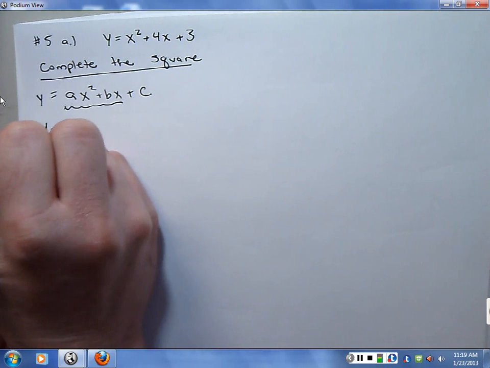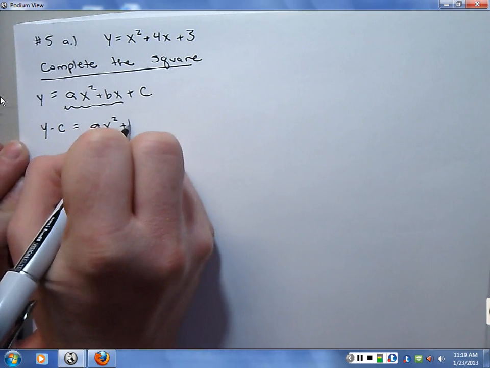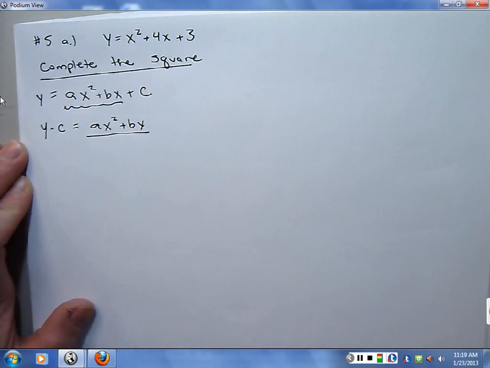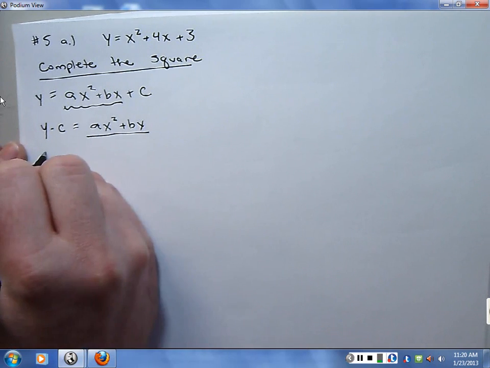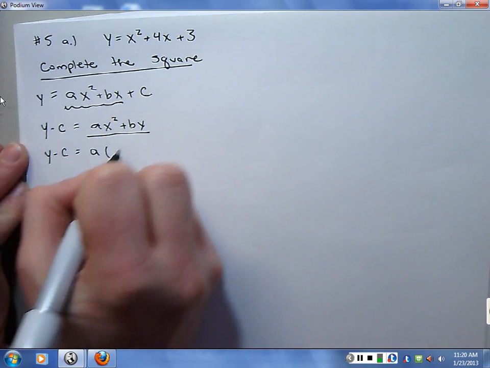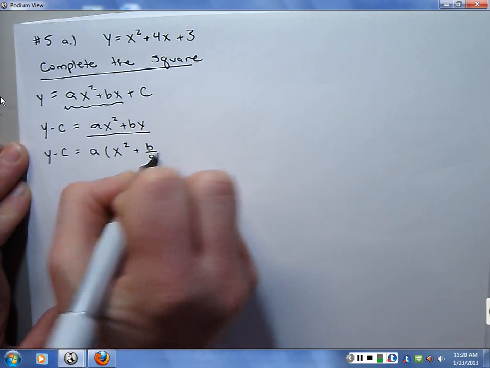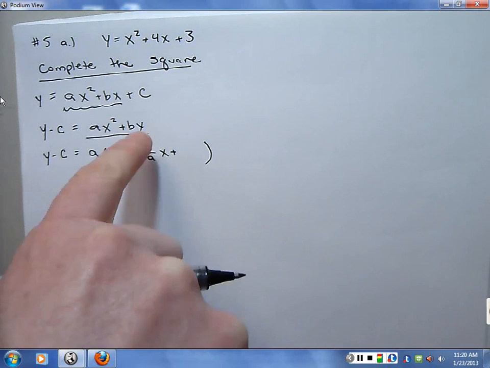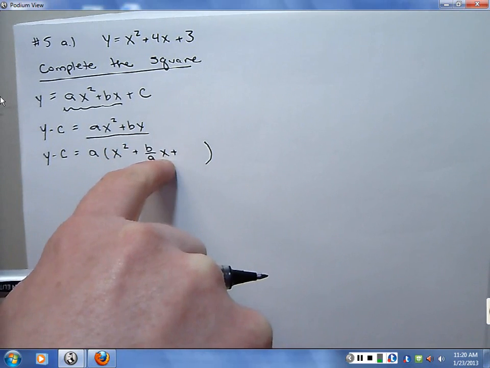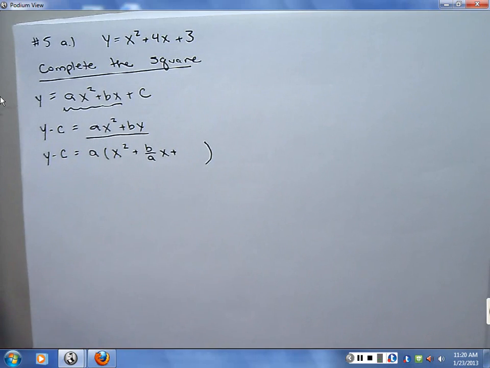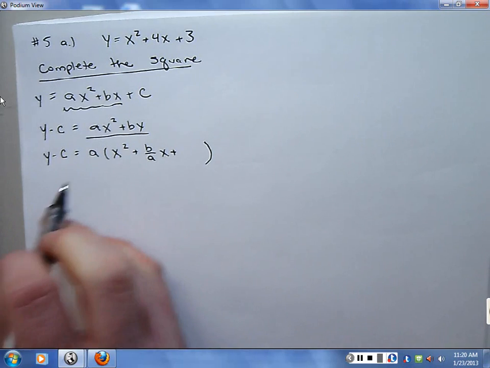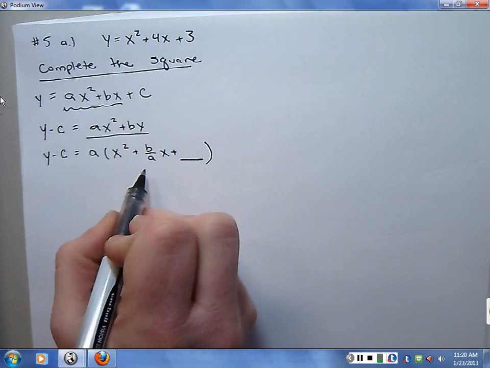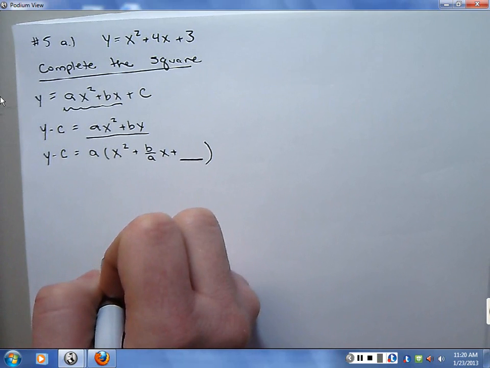So I have y minus c equals ax squared plus bx. I want my coefficient of the square term to be 1, so I'm going to factor out that a and make my life a little easier. So I have y minus c equals a times the quantity x squared plus b over a x. Now I need to add something to both sides to have a perfect square. If I add it to this side, I have to add it to that side. I have to be a little careful, because when I add it in the parentheses, I'm really adding a times that. So I need to add a times that to the left-hand side. Does anyone remember what I need to add to complete the square?